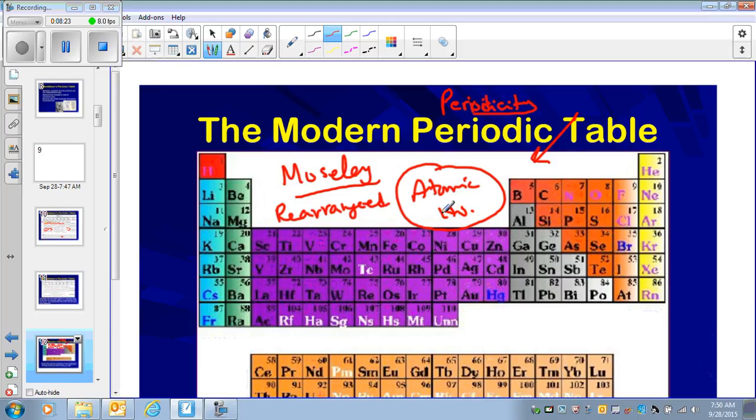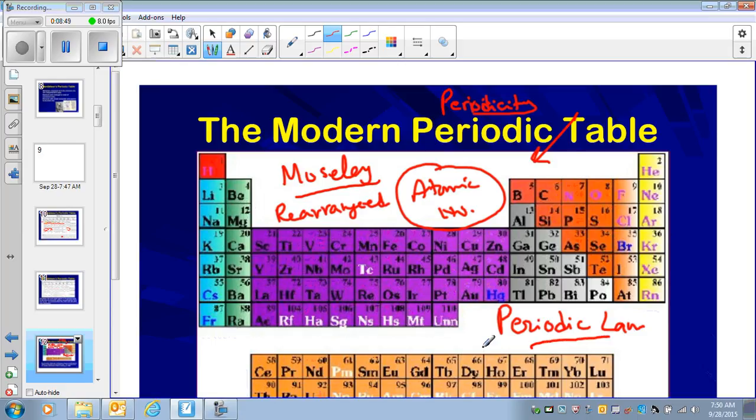He said that when elements are arranged in order of increasing atomic number, their properties recur periodically, and that is called the periodic law. So you should also be familiar with the term periodic law. Again, the periodic law is that when elements are arranged in order of increasing atomic number, their properties recur periodically.